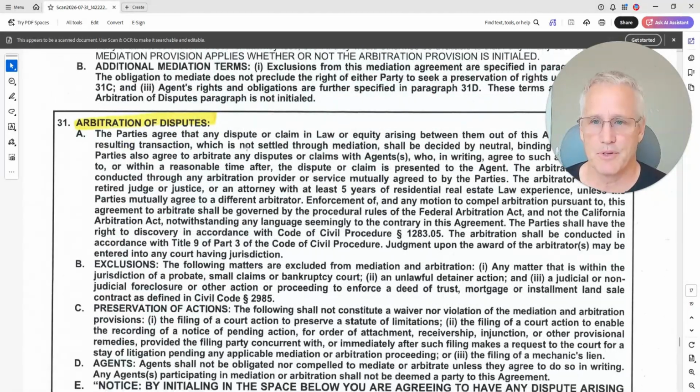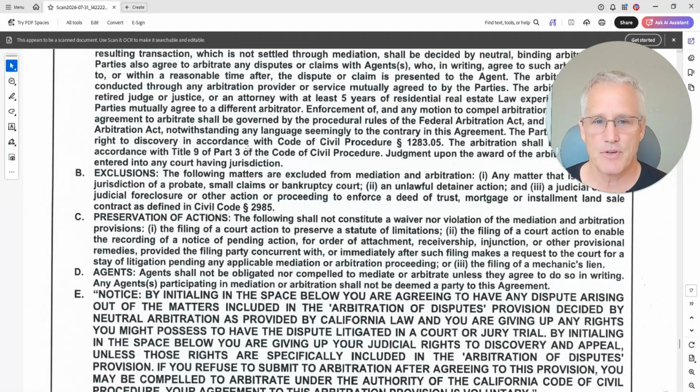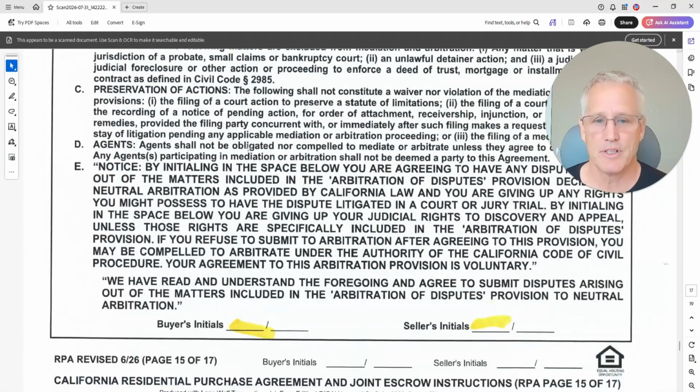Arbitration of disputes. So this is where you agree to arbitrate, and this has the definitions of arbitration and what will happen in that situation. Generally you don't have to initial this, but if you don't agree to arbitration, the seller probably is not going to accept the offer. So you need to make that decision. And some buyers are attorneys themselves and they don't like arbitration. So it's really up to you to decide how you want to craft your purchase agreement.